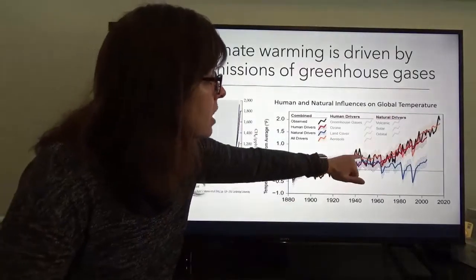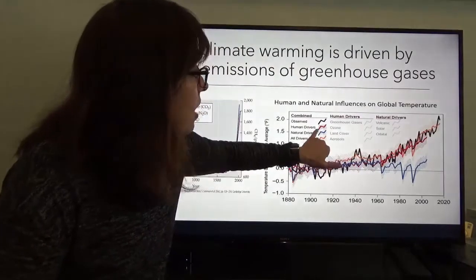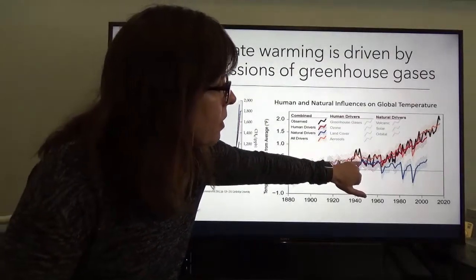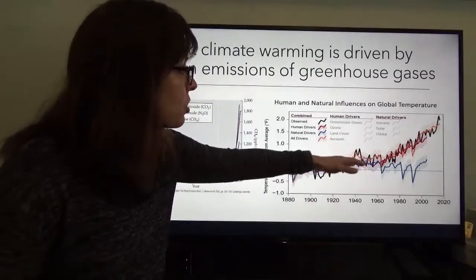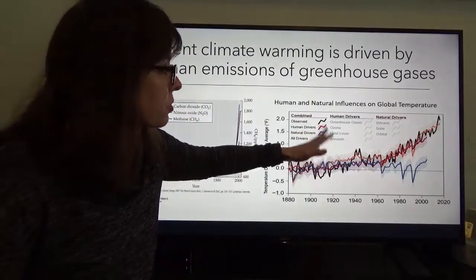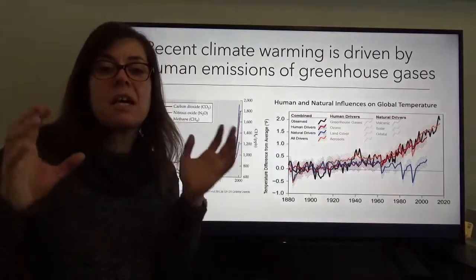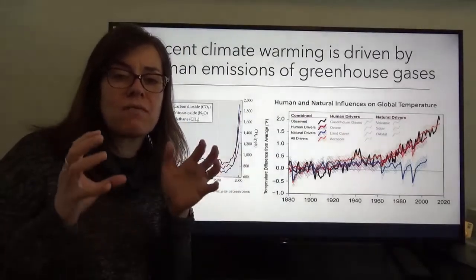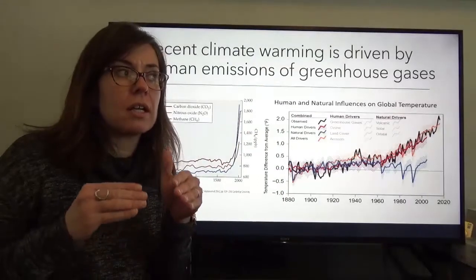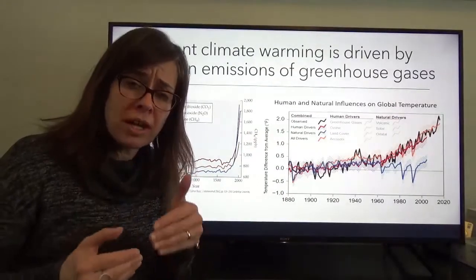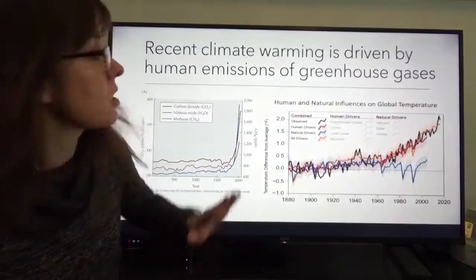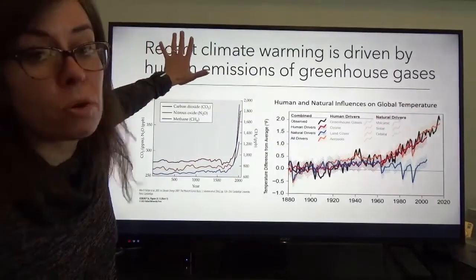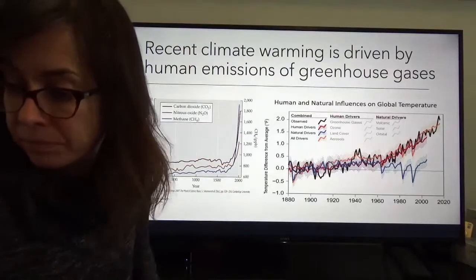In contrast, when you look at human drivers, which are depicted in red, their projected change follows almost perfectly that black line, or the combination when you combine all drivers, so human and natural. So this tells us that the human drivers are really the factors that are underlying the rapid increases in temperature we're seeing on the planet. Okay, so unequivocal support for this statement.